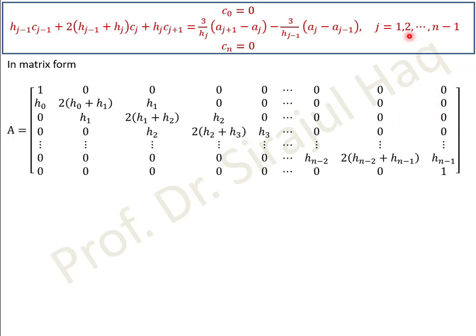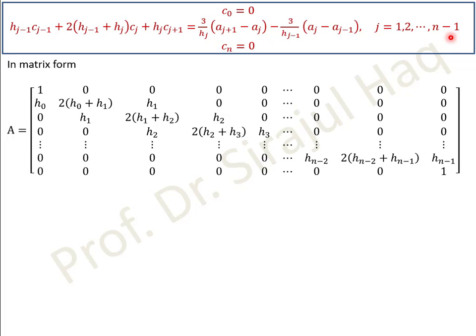Similarly, for j is equal to 3, you are getting h2 C2, the coefficient of C2 is h2. C3, the coefficient of C3 is 2 multiplied by h2 plus h3, which you can see over here. And h3 C4, the coefficient of C4 is h3, which you can see over here. And we don't have more Ci's, so the rest of the coefficients are zeros, which you can see over here. I will continue this until j is equal to n minus 1.